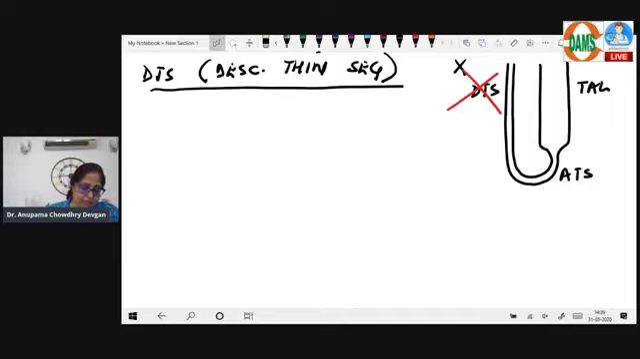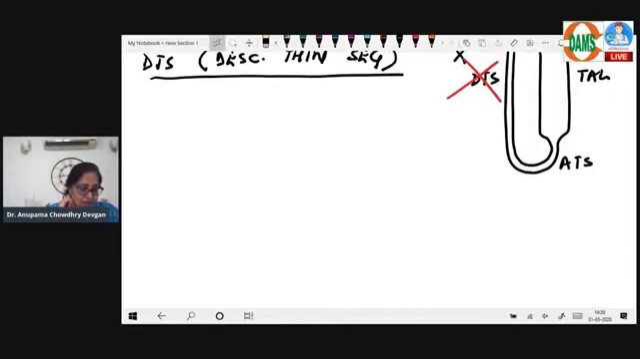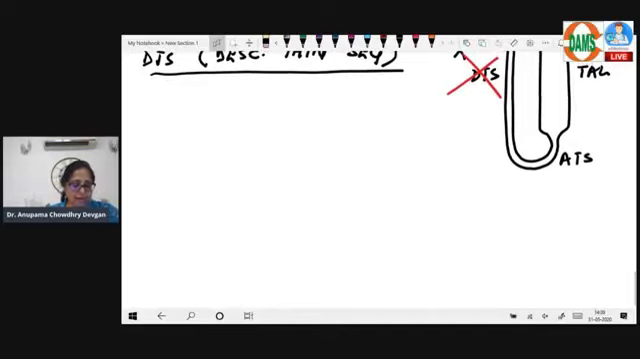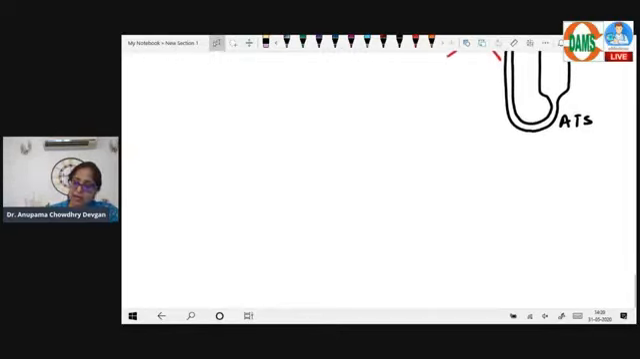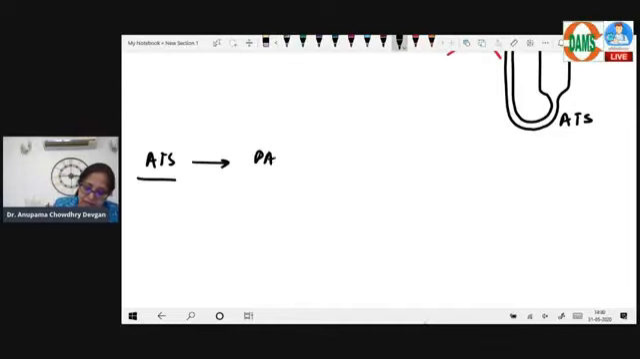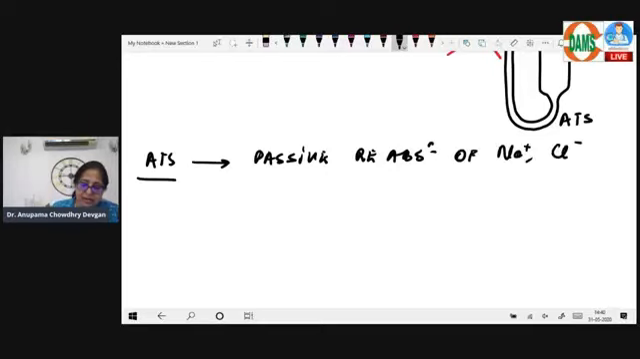Now, yes, it is reabsorbed in all parts of the loop of Henle of a cortical nephron. Okay. Now, the next is, let's see, what is the mechanism in the ascending thin segment? Ascending thin segment, there is a passive reabsorption of sodium and chloride.